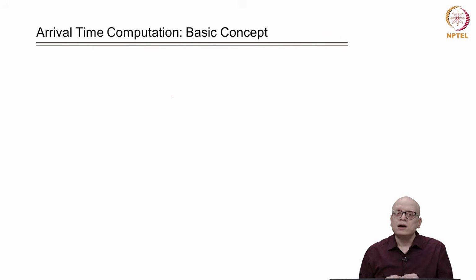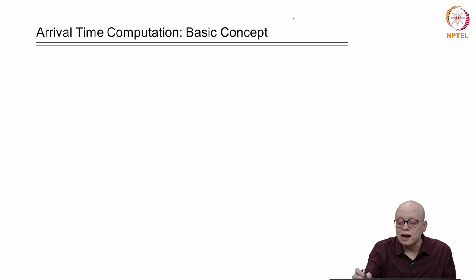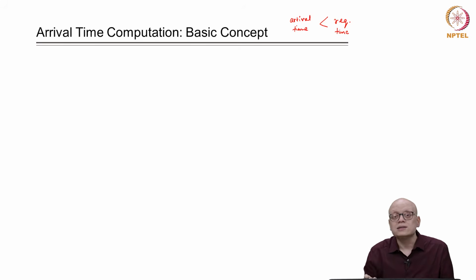Now, let us understand how the arrival time at a given vertex in a timing graph is computed. You may remember from the last lecture that we model the timing constraints in terms of arrival time and the required time. We say that for setup analysis, the arrival time should always be less than the required time. So, this constraint we had derived in the last lecture.